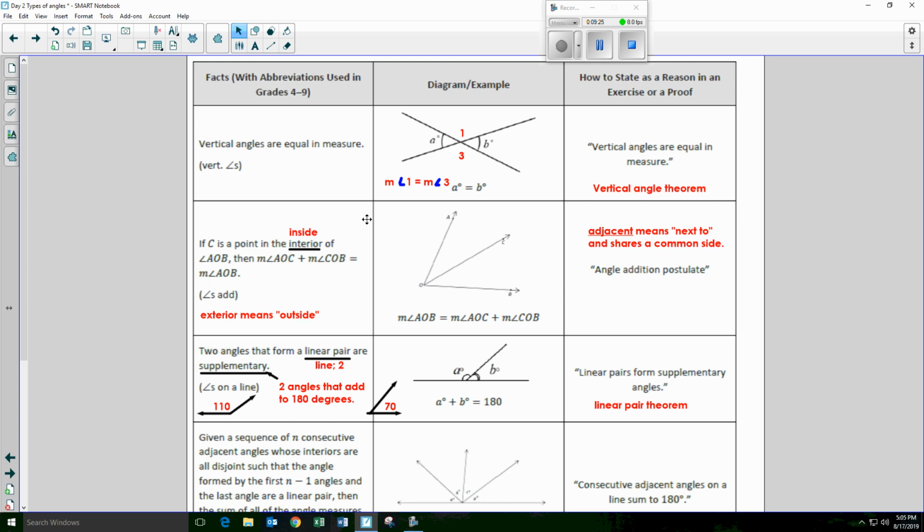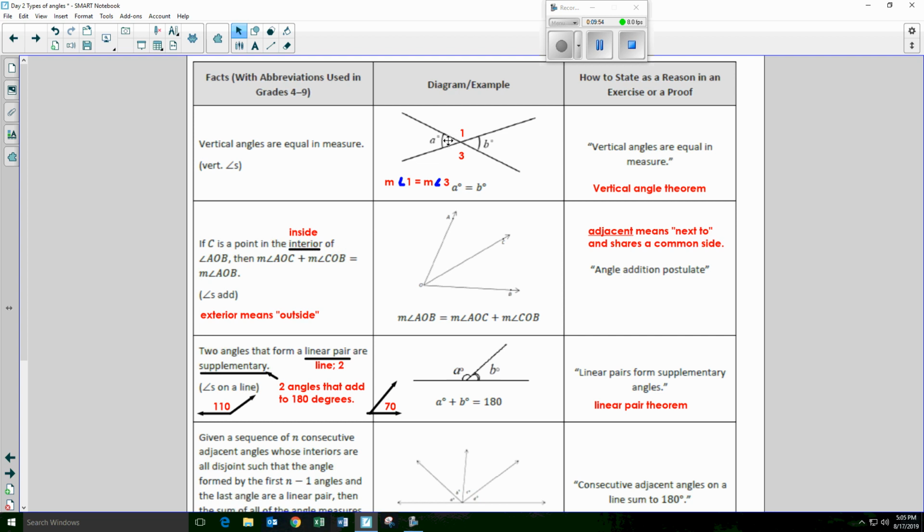Okay, so the first one we have here is the vertical angle theorem, as I have written over here. It says vertical angles are equal in measure. So now the question is, what's a vertical angle? If we look at it here, it's telling me that A and B are called vertical angles. So how can I describe this? Well, I have 2 lines that intersect, and the angles are directly across from one another.